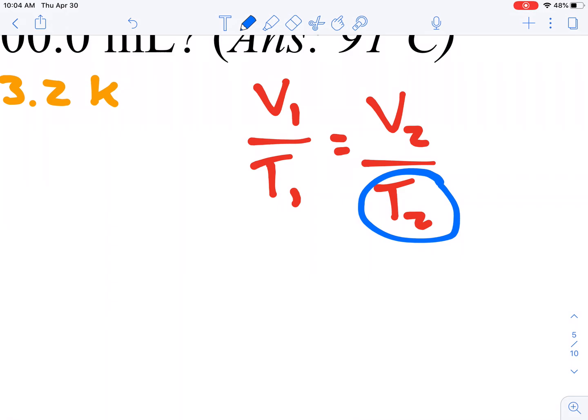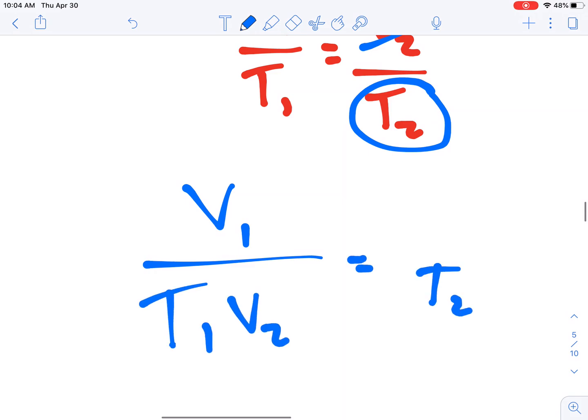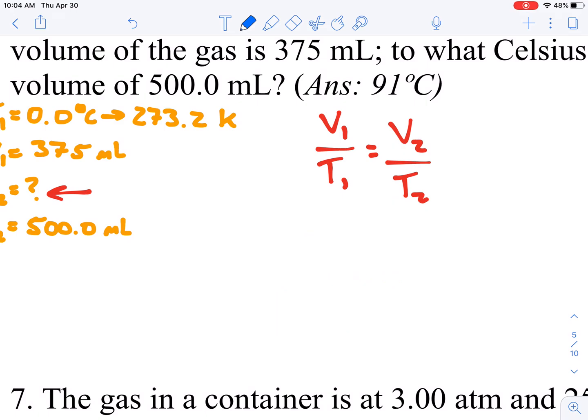Some people do this, don't do this, right? Some people say, oh, I want T2, I'll just divide out V2 on both sides. I'll do V1 over T1 V2 equals T2, right? That's not true. That's equal to 1 over T2. So that's definitely not what we want. We know initially we need to get T2 into the numerator. So let's get T2 into the numerator.